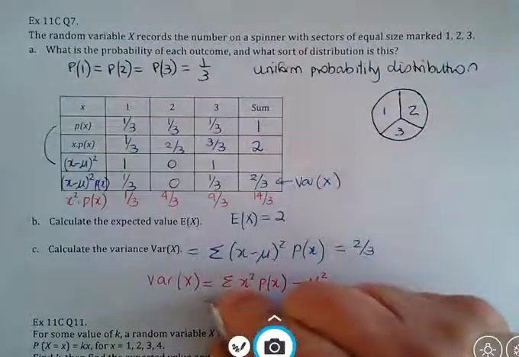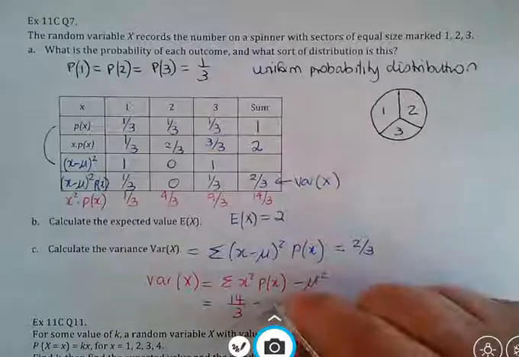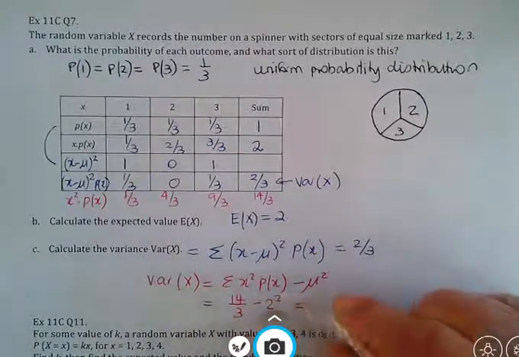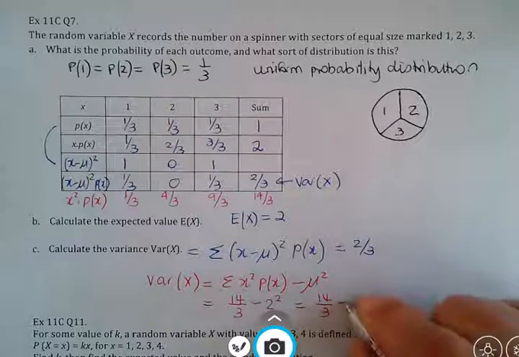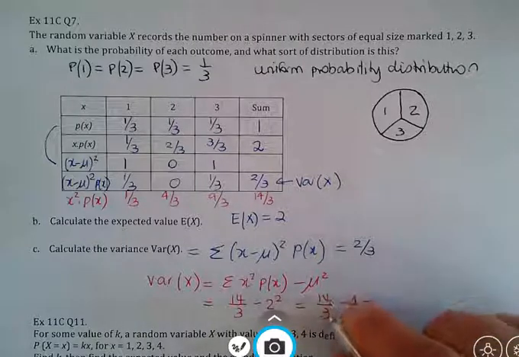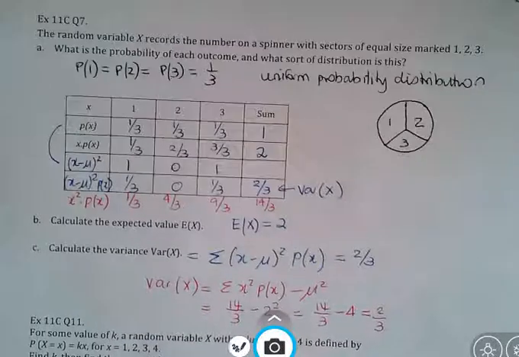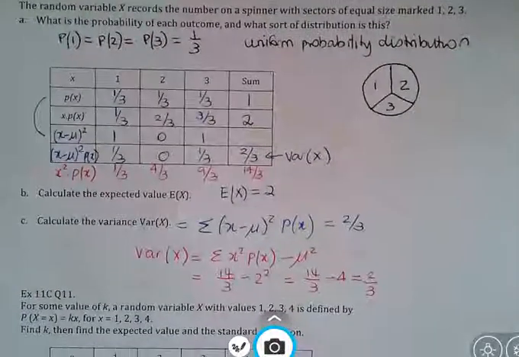Adding those together, you've got 14 on 3. So doing it this alternative method, you would get 14/3 minus mu squared, which is minus 2 squared. So it's 14/3 minus 4. Now that is 4 and 2/3 minus 4, which is 2/3. So again, getting the same result, just using that other method, okay?